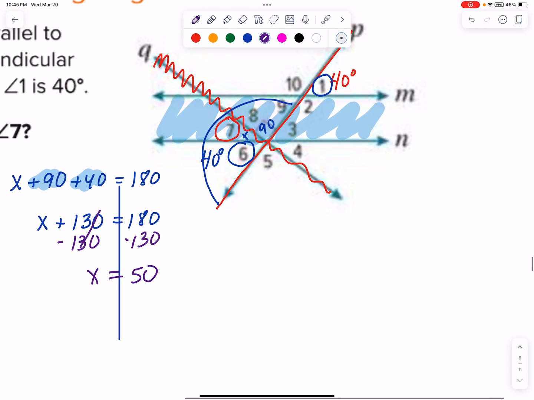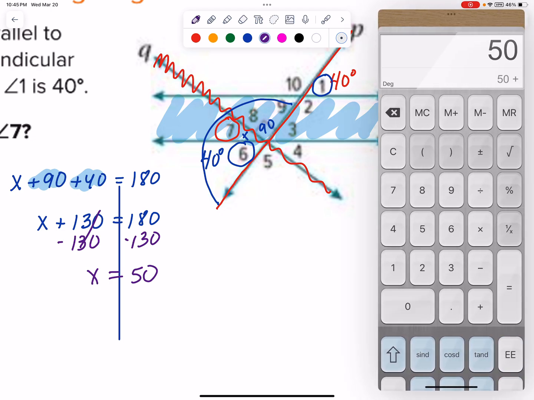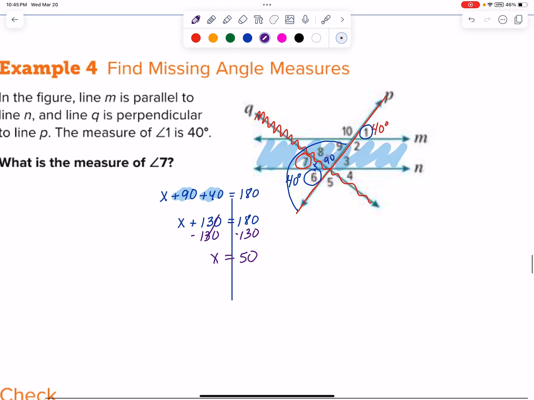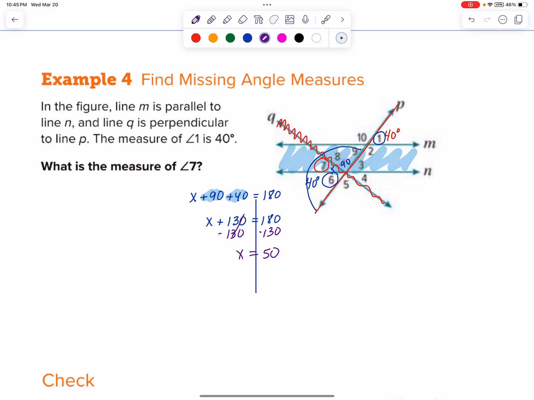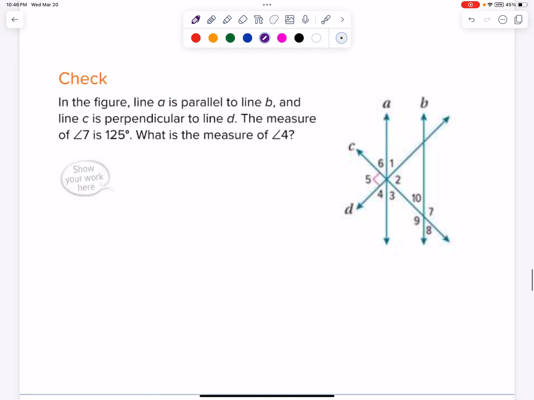Let's make sure that we're correct if you plug that in. So 50 plus 90 plus 40 equals 180. Okay, and so we're good. So x equals 50, and that's 50 degrees. Okay, so let's say angle, or 7 equals 50 degrees. All right, let's go ahead and try it out on here. So hit pause and go ahead and mess with this one.